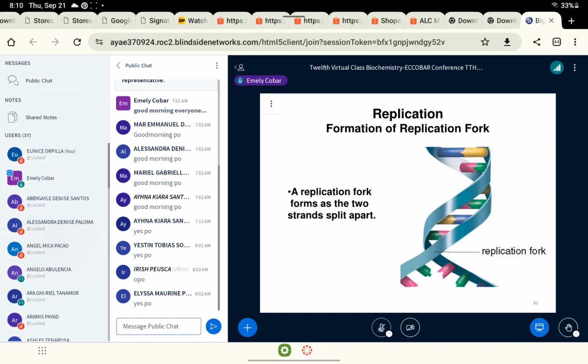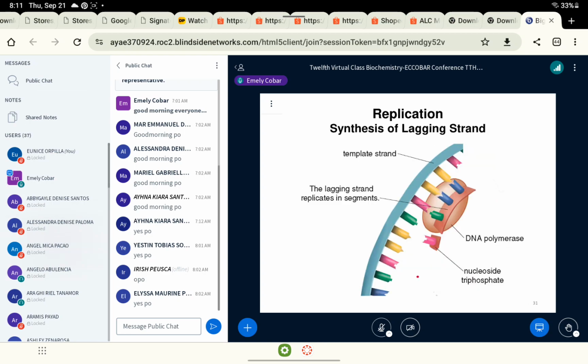And then each of these strands serves as a template. Next. And so, one of the strands is called a leading strand, and the other strand is called a lagging strand. Bakit? Anong kaiba ng dalawa? Yung leading strand kasi, continuous ang pag-replicate, yung pag-form ng other strand. Yung isa naman, the lagging strand, it is replicated in segments, putol-putol. Okay? Why? Okay, so let me read this to you.